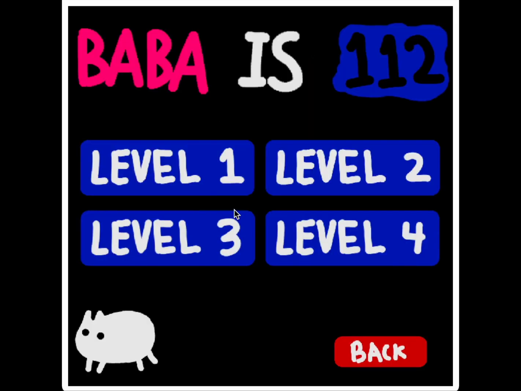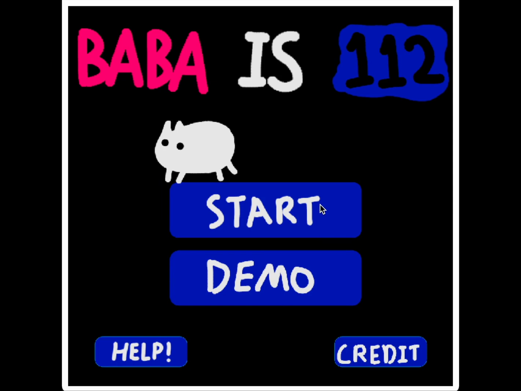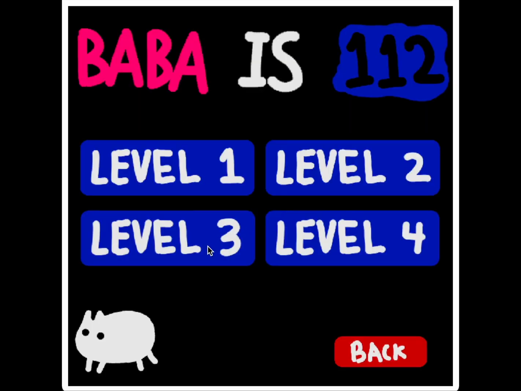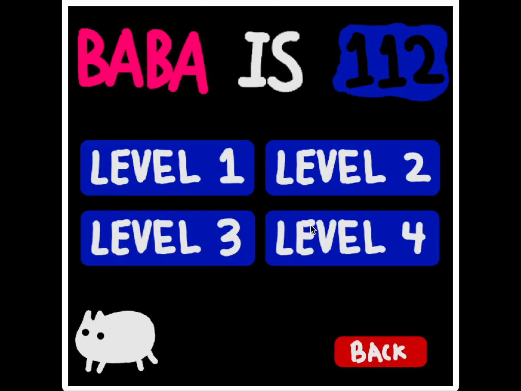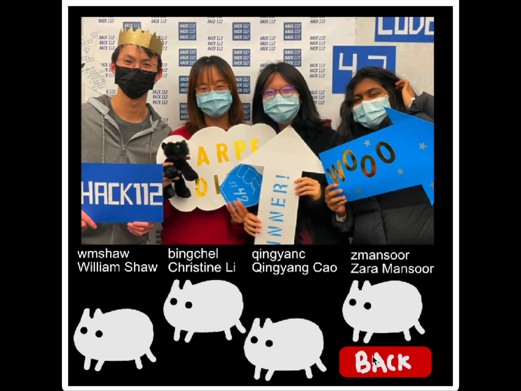We have other levels. This is level 1, where wall is stop. So to get out of this room, wall is not stop. Level 2 is another variation of this. Level 3 is this. Level 4 is this. We'll leave you to try the game and find out for yourself how to solve these. Credits.